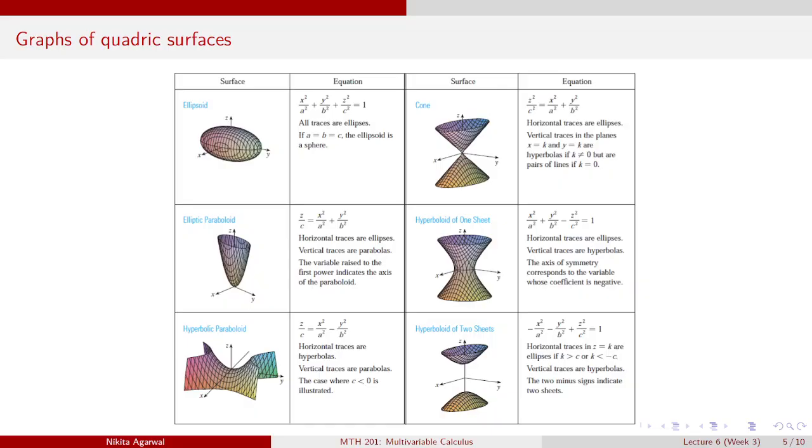And when a is equal to b is equal to c, you get a sphere, right? Because minor and major axes in all directions are the same. So you get a sphere. So this is for the ellipsoid.